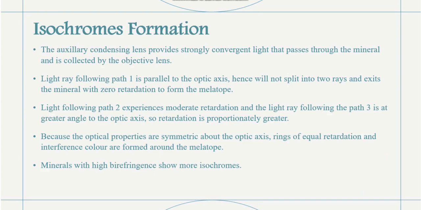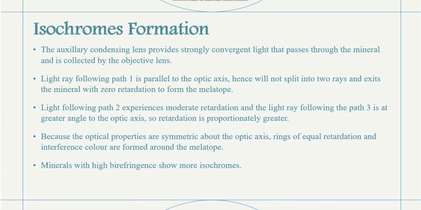So because the optical properties are symmetrical about the optic axis, we get rings of equal retardation. That's how the isochrome comes into the picture. The rings of equal retardation and interference color are formed around the melatope, and that's what we call isochromes. And then the minerals with high birefringence show more isochromes. It means path 3, because of high double refraction, will show more isochromes.